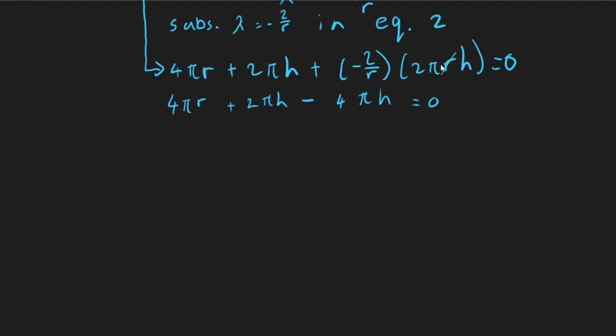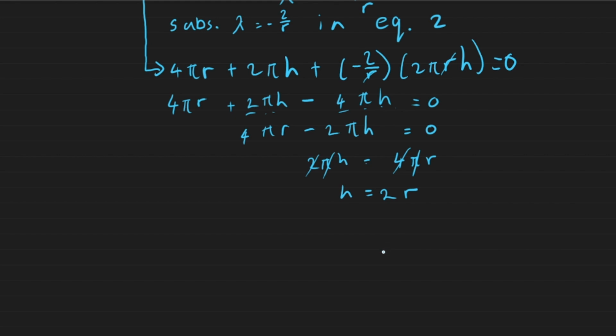r will cancel with r. The 2 pi h minus 4 pi h is just minus 2 pi h. So we have 4 pi r minus 2 pi h, and this is equal to 0. We send it to the other side. We're left with 2 pi h is equal to 4 pi r. The pi's will cancel. Divide both sides by 2, and we see that h is equal to 2r.